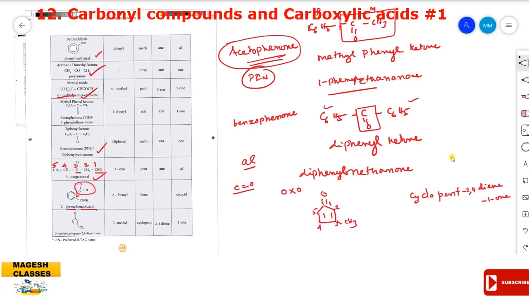And on the third carbon, the methyl group is substituted, and so it is 3-methylcyclopent-2,4-dien-1-one. Why is it cyclopent? 5 carbons are present in a cyclic system, and so it is cyclopent. Why is it diene? 2 double bonds are present, so it is diene. The positions of the double bonds are 2 and 4, and so it is 2,4-diene. And why is it 1-one? The keto group is present in the first carbon atom, and so it is 1-one. And the methyl group is substituted at the 3 position, so 3-methyl.